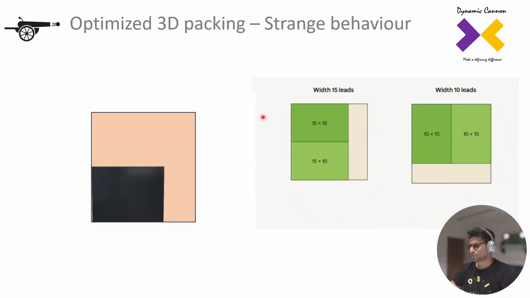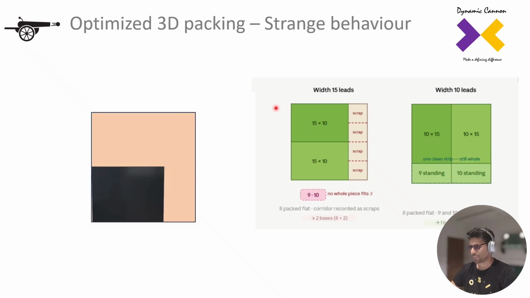So now we're going to see how, in the width 15 scenario, the slab gets packed like this and it leaves a space over here, right? To visualize this, we need to understand how the system is doing the packing.